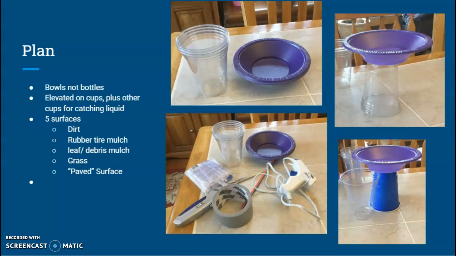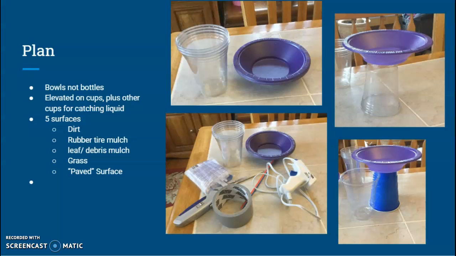So for my planning stages, I gathered some materials and I tried to see what materials and setup would allow me to have water flow over different surfaces and model runoff and infiltration. I went with bowls rather than bottles, a cup to support the bowl to allow for runoff and another cup to catch the runoff. I chose 5 different surfaces: regular soil as a control, rubber tire mulch because I wanted to see if it was really as effective as natural mulch, and then a natural mulch, a rooted grass, and some flat pieces of stone to simulate a paved surface.